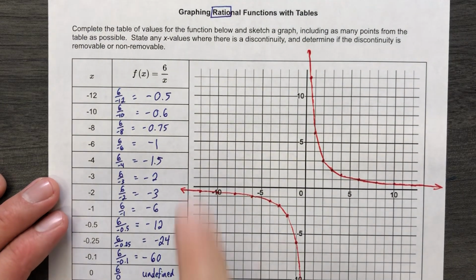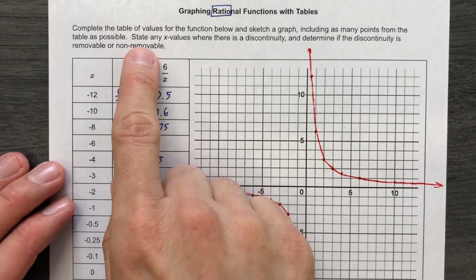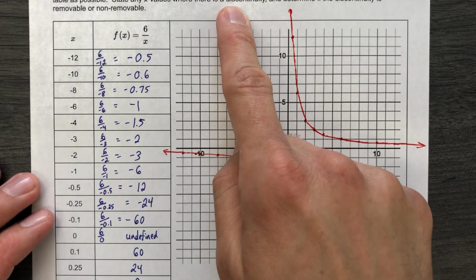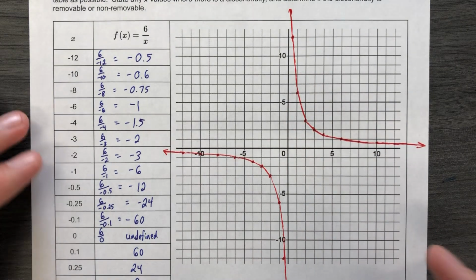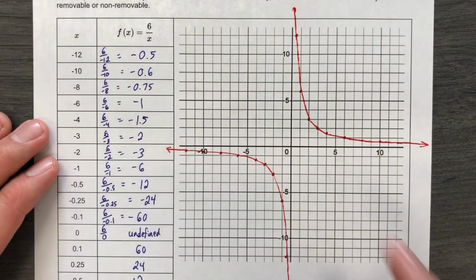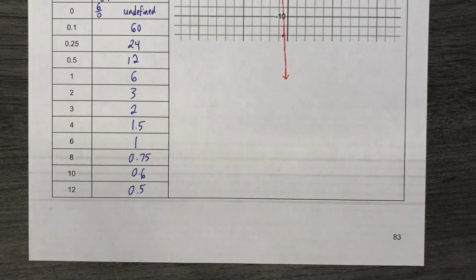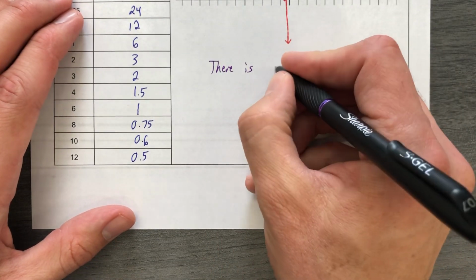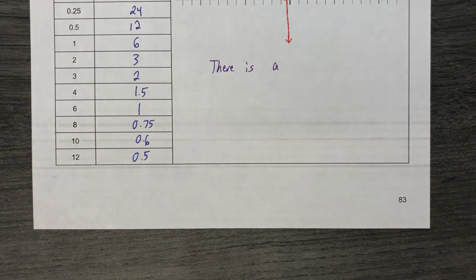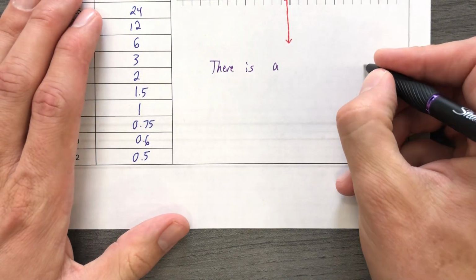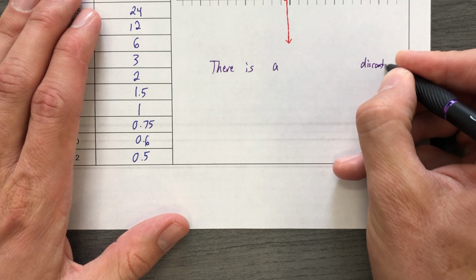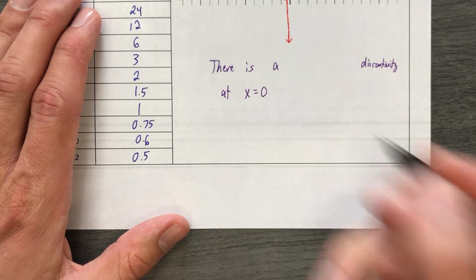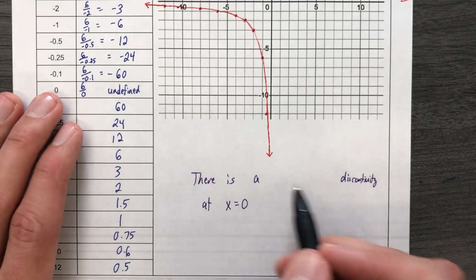So now we have to really do what it asks. We're going to state any x values where there's a discontinuity. So the only x value we were not able to really deal with was x equals 0. And then determine if the discontinuity is removable or non-removable. So let's slide up for a second, switch colors, and there is a removable or non-removable discontinuity at x equals 0.